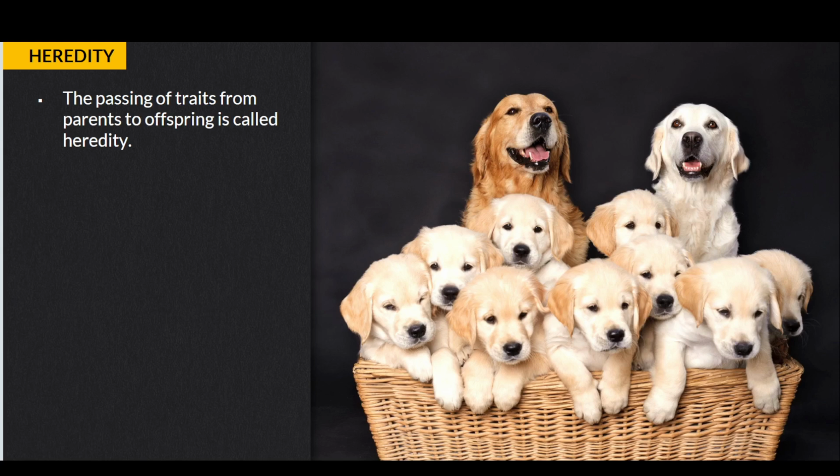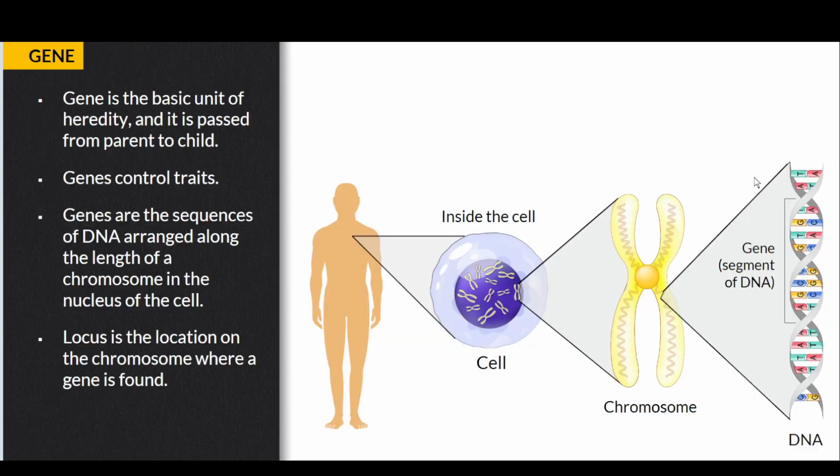So first let's talk about heredity. The passing of traits from parents to offspring is called heredity. Traits can be anything, for example, eye color, height, or skin color. These traits are passed from parents to offspring, and this is called heredity. This passing of traits from parents to offspring, how are they passed?